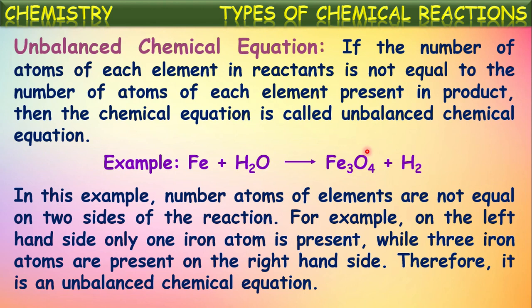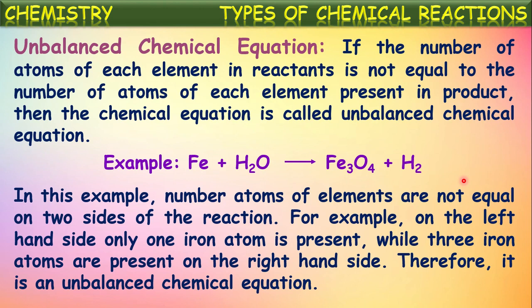So even if atoms of one element are not equal on both the sides, then the entire equation is said to be an unbalanced chemical equation or skeleton equation. So in this equation also, iron atoms are not balanced and even oxygen atoms are not equal on both the sides. Hence this equation is said to be an unbalanced chemical equation.